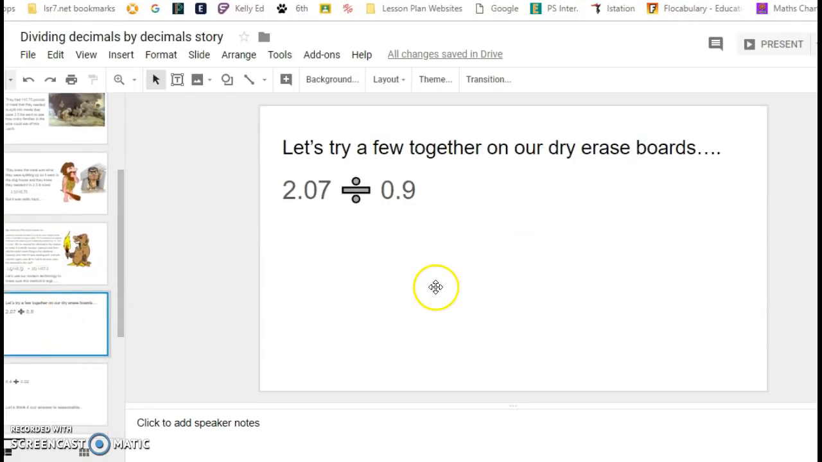So let's try a few together. It says on your dry erase boards, or you could just use the back of your piece of paper that you did your review on. Let's just do the back of that. So if we had 2.07 divided by 0.9, you would want to first write the original problem.